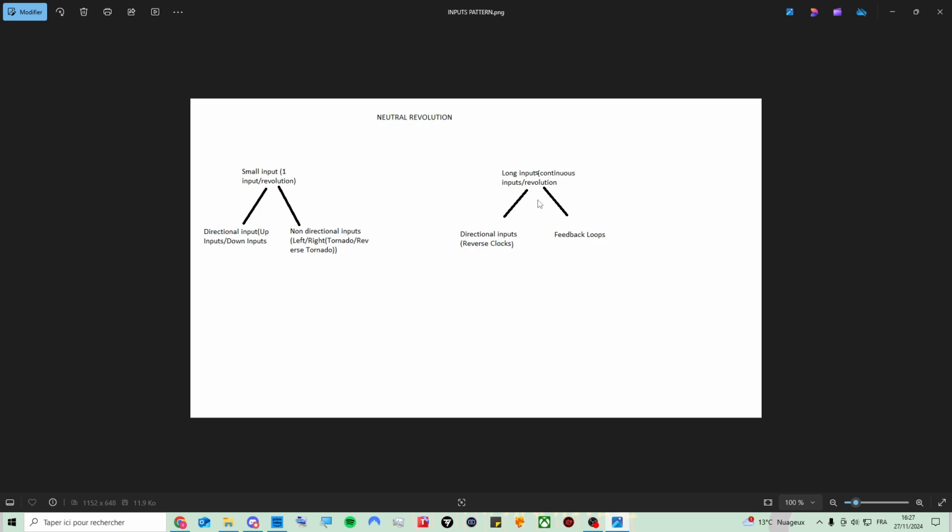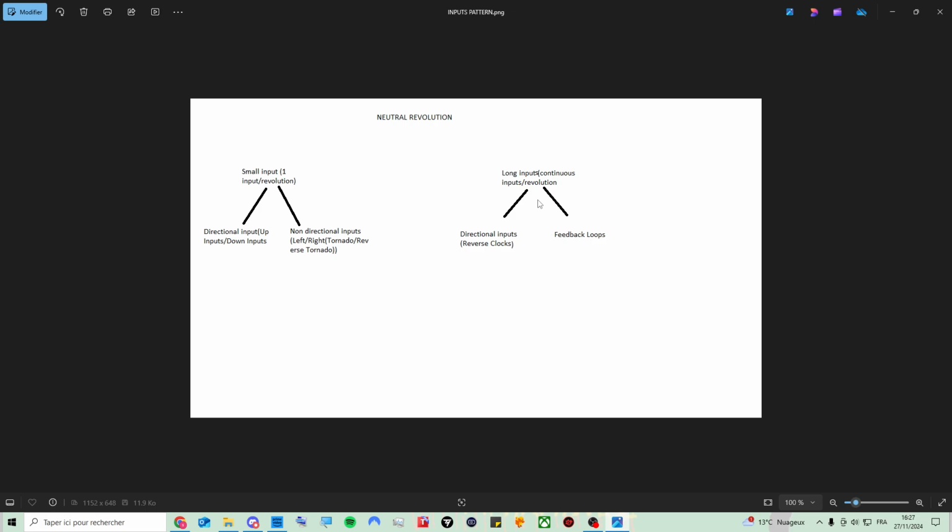All right? So, in a nutshell, there's two ways of making inputs. Either you make one input per revolution, which is the very basics, which is what people have been teaching on the internet as far as air roll tutorials are concerned, mostly up, right, and down, right? Which is only for left air roll. Or you can make many inputs in one revolution, and this means that you're either making feedback loops or that you're making reverse clocks, which is the actual way of flying.